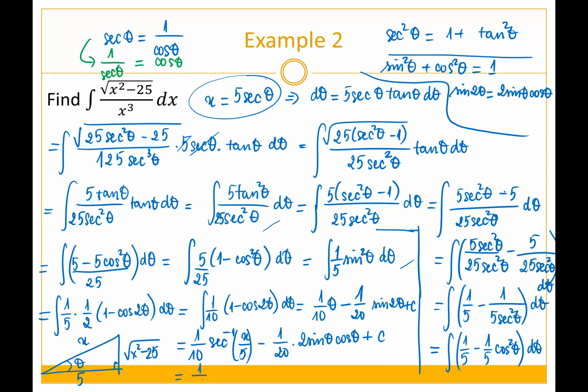Then you have 1 over 10 inverse secant of x over 5 minus, 2 multiplied by 1 over 20 is 1 over 10, sine theta. Here, you look at the right triangle. Sine theta is square root of x squared minus 25 divided by x. Cosine is 5 over x, plus C.